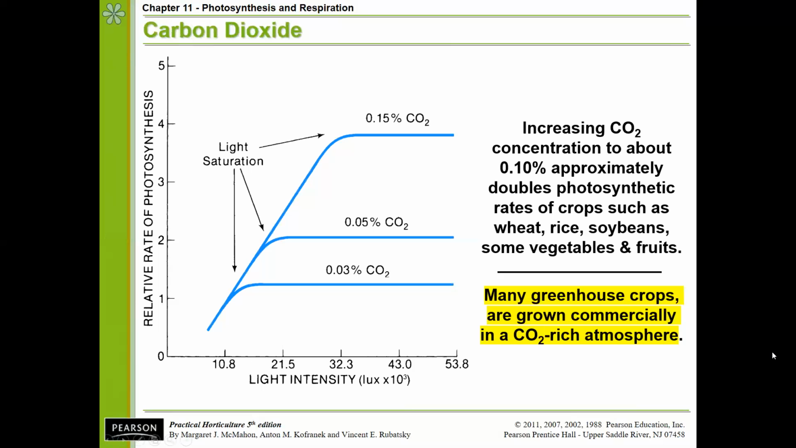So in many greenhouse crops, they actually are injecting CO2 into the atmosphere in order to have it not be a limiting factor. And we found that increasing carbon dioxide concentration, even by 0.1%, can double photosynthetic rates of particular crops like wheat, rice, soy, and some fruits and vegetables.